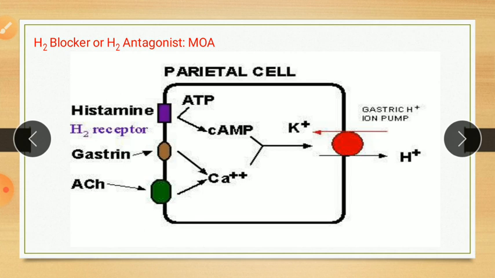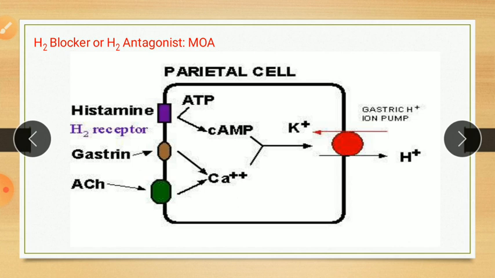Regarding the mechanism of H2 blockers, these drugs are mainly used as anti-ulcer agents or to reduce acidity. As we know, in the stomach there is the parietal cell. In the parietal cell various receptors are located, for example the histamine receptor, especially the H2 receptor. Then there is the gastrin receptor, called the G receptor. Similarly, the muscarinic receptor for acetylcholine. So these are the receptors present in the parietal cell.